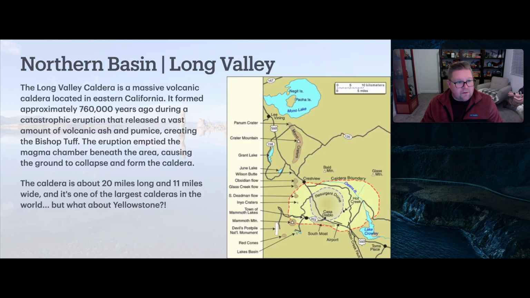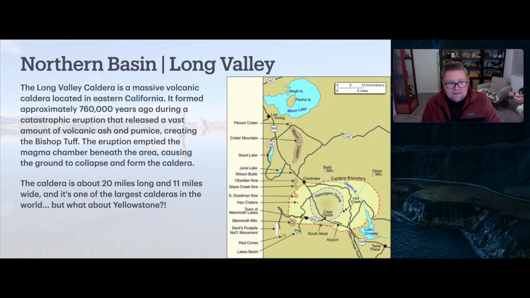So moving forward, we can look at Long Valley, as mentioned. The Long Valley Caldera is a massive volcanic caldera located along the eastern Sierra. It formed about 760,000 years ago during a catastrophic eruption that released a vast amount of volcanic ash and pumice, creating what we now know as the Bishop Tuff.